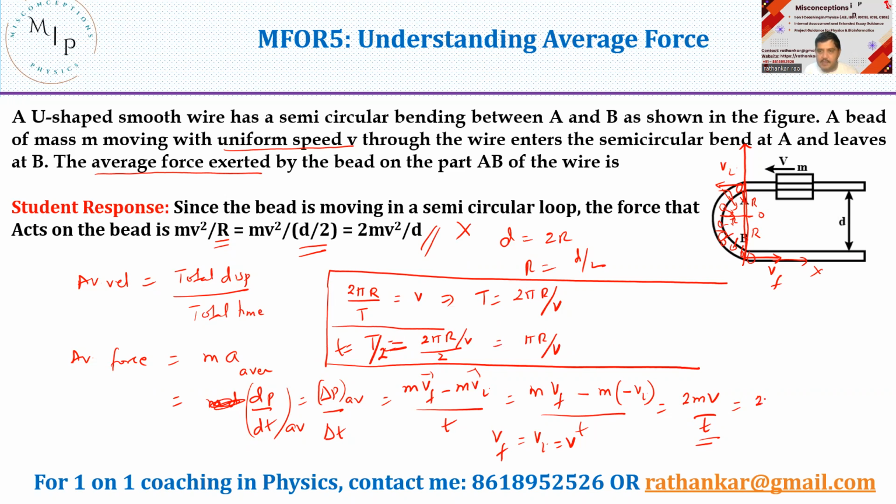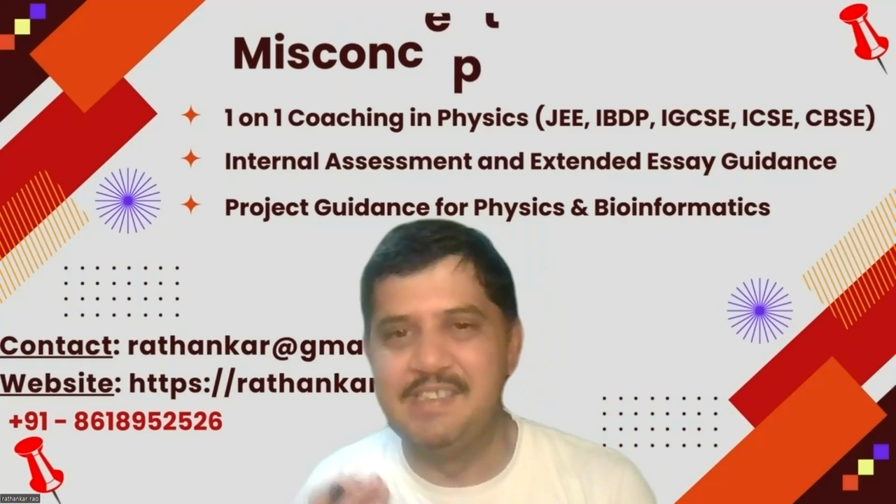So F should now be equal to 2mv. I am substituting this t equal to pi r divided by v in this expression. Let me put an arrow. So 2mv divided by pi r divided by v, which should now be equal to 2mv square divided by pi r. Right? Wow. See how nicely we have got a solution for this. Is it not?